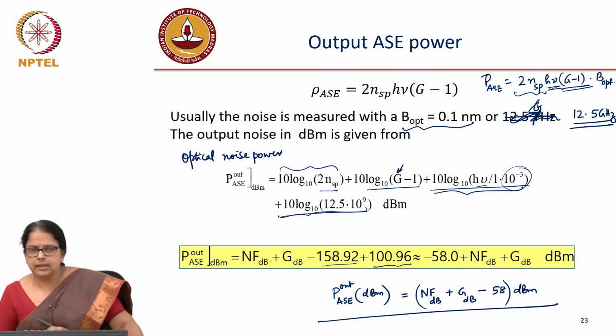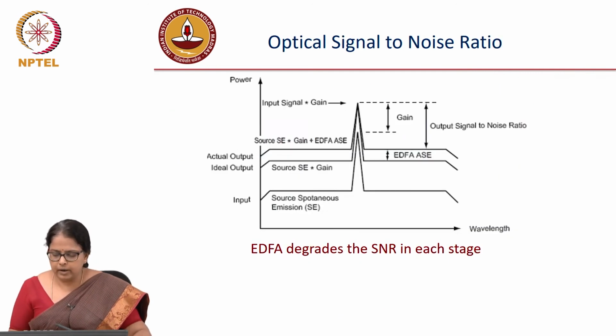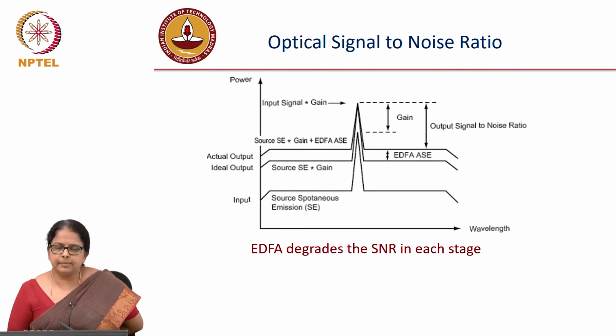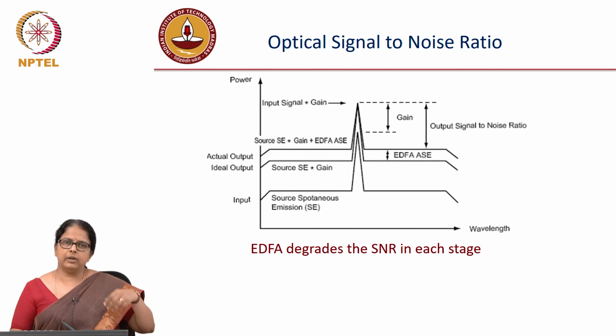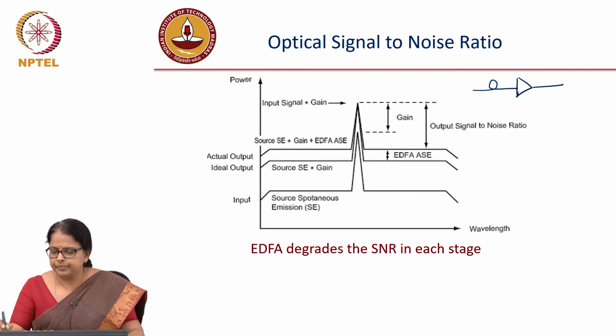Now, what does this optical signal to noise ratio do to your system? The EDFA degrades the signal because of its noise figure. The typical noise figure for an EDFA is not 3 dB, 3 dB is the limit. Typically EDFAs have a noise figure of about 4 to 5 dB. So if you have a fiber followed by an EDFA, followed by a fiber followed by an EDFA, this is what happens to the system.